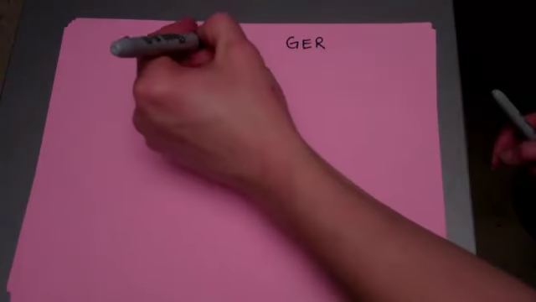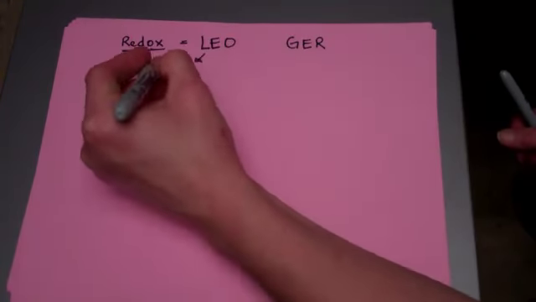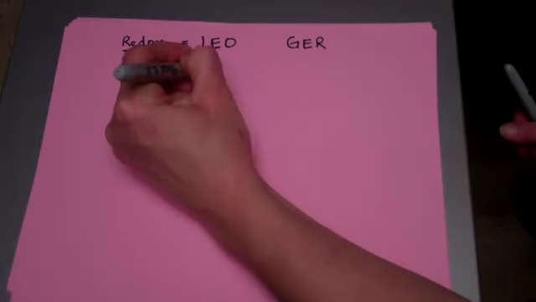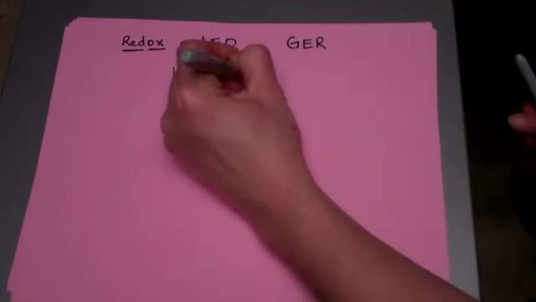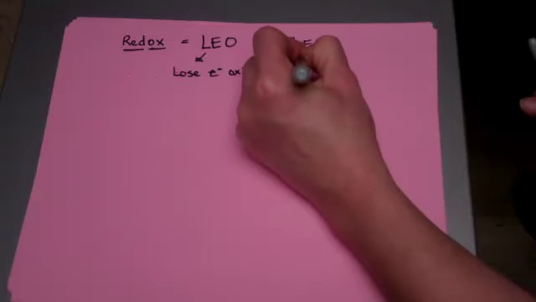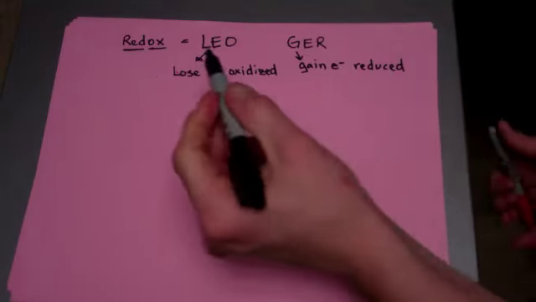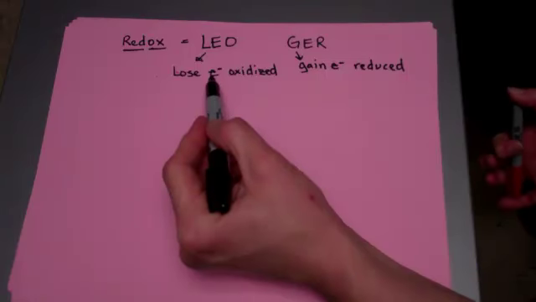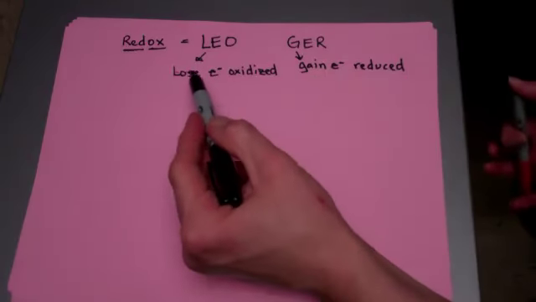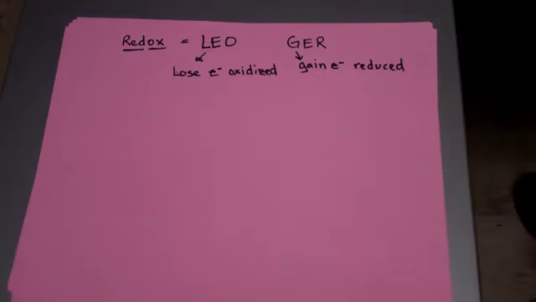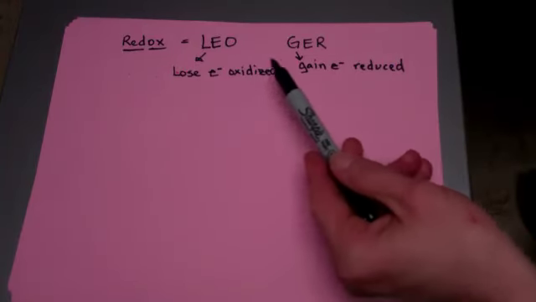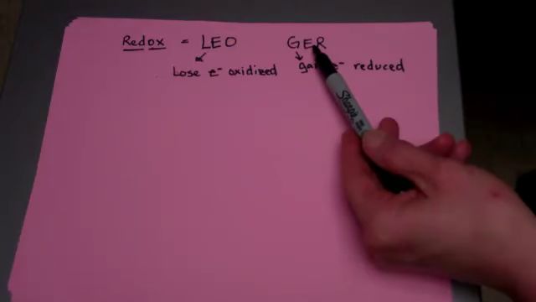And once you've written Leo, you can remember that this stands for lose electrons, you become oxidized. And if you gain electrons, you become reduced. So these are the key elements to oxidation and reduction. So if you've got an agent that loses electrons, these have to happen together. If it loses electrons, it's got to give those electrons to something else, something that's gaining electrons.